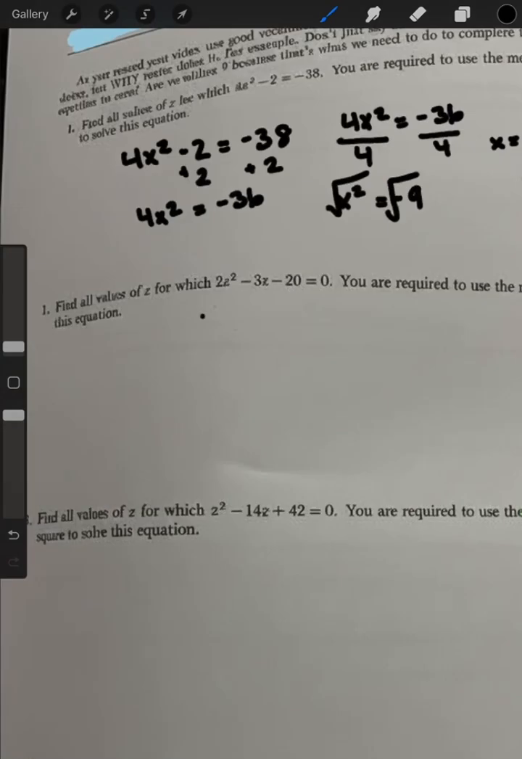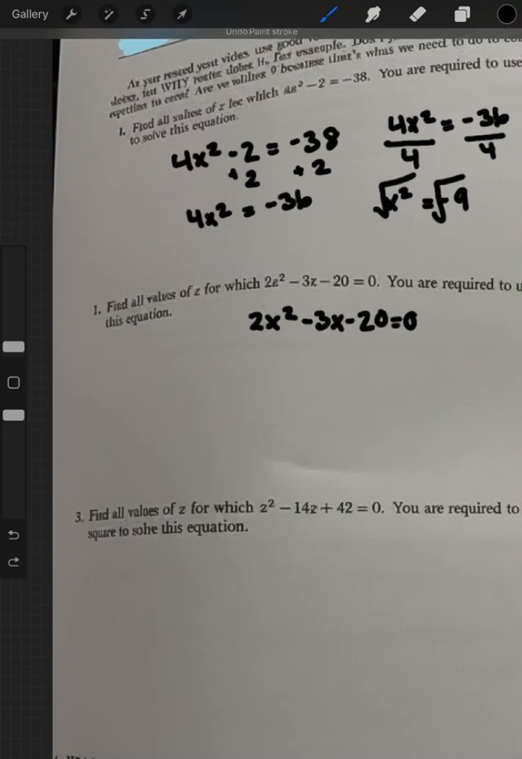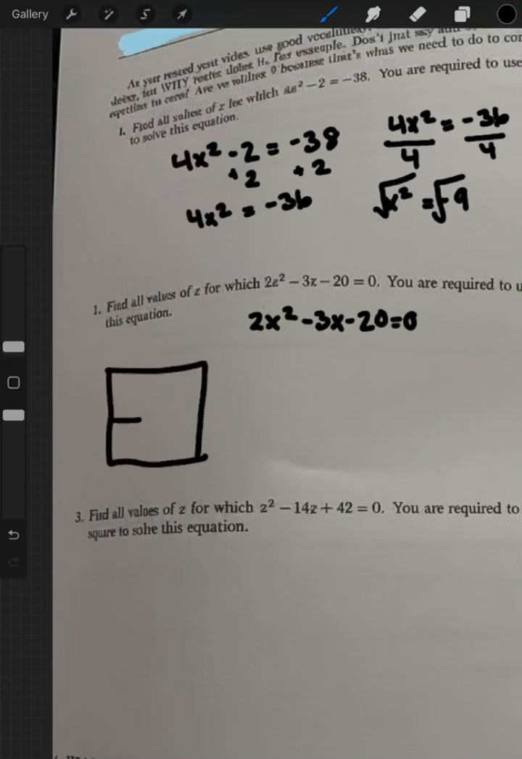For my next equation, I will be solving 2x squared minus 3x minus 20 equals 0. And solving this, I will be using the method of factoring. So first I'm going to do the box method, and I'm going to find two numbers that add up to negative 3 but multiply to negative 2. So the first two numbers that I have are negative 5 and 4.